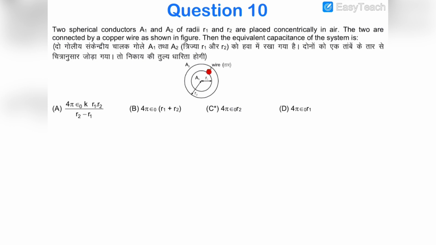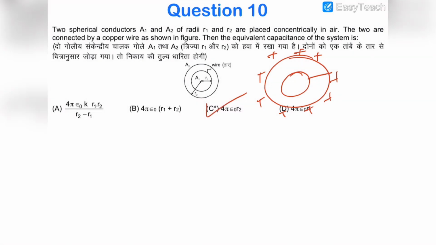we know that when we connect these concentric spheres, all of the charge which is residing on the inner sphere would be appearing on the outermost surface of the outer sphere. And if all the charge would be on the outermost surface of the outer sphere like that, then there would be only one capacitor, which is the isolated capacitor of radius R2. So the capacitance would be 4 pi epsilon naught R2. So the correct answer would be option C. Now we move on to the next question.